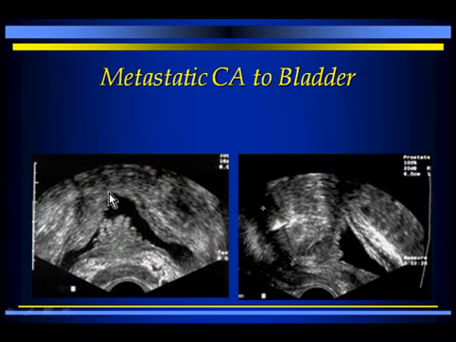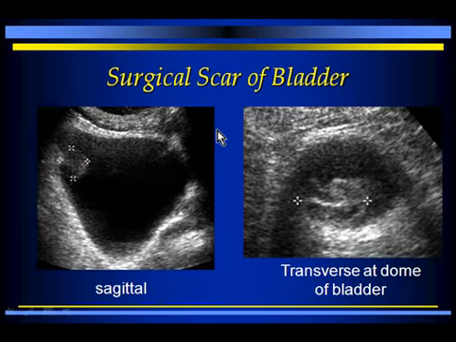Now, tumors of the bladder most commonly are primary tumors, but there are metastatic tumors that can come to the bladder also. This is an unusual case of a patient with colon cancer where this frond-like mass in the wall of the bladder is actually a metastatic disease to the bladder. And you can see it here again. This is the top of the bladder here. It's a little bit irregular, thickened, and there's a mass coming out of the bladder as well. So this was metastatic cancer to the bladder.